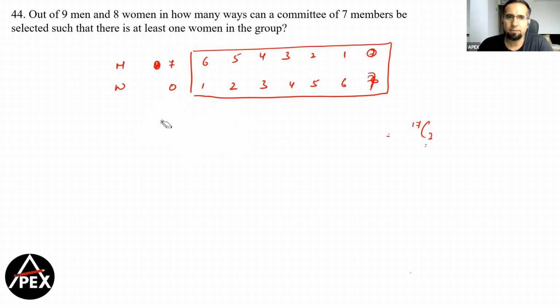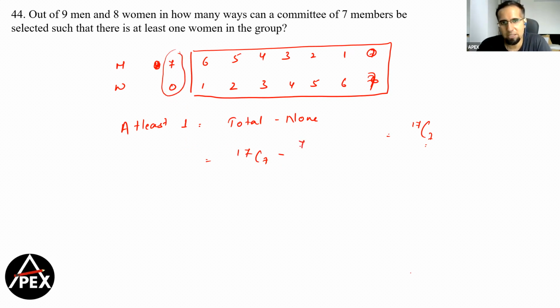Is it clear, guys? So one beautiful way of going with at least one condition is, whenever the question says at least one, you can always go ahead with total minus none will give you at least one. So total cases is 17C7, and then from there I'm taking out a case where there is no woman, which means there are only men in the gang. So 17C7 minus 9C7 becomes your required answer.